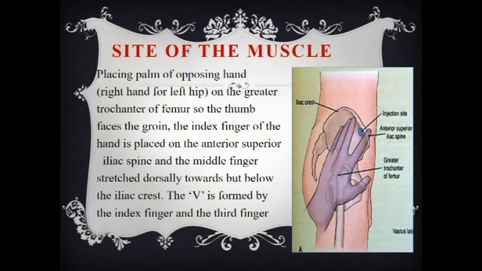Site of the muscle: place the palm of the opposing hand on the greater trochanter of femur, so the thumb faces the groin. The index finger of the hand is placed on the anterior superior iliac spine, and the middle finger is stretched dorsally toward but below the iliac crest. A V is formed by the index finger and the third finger, and the site of injection is between the index and middle finger.